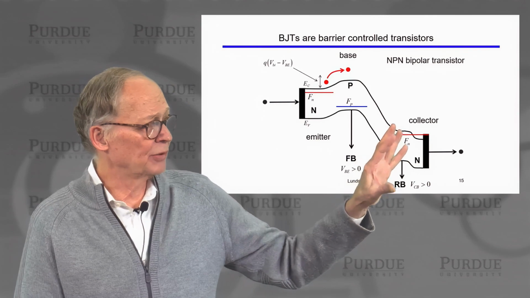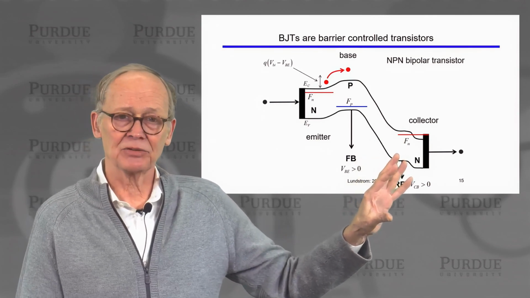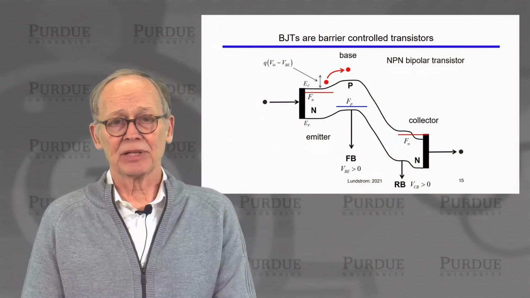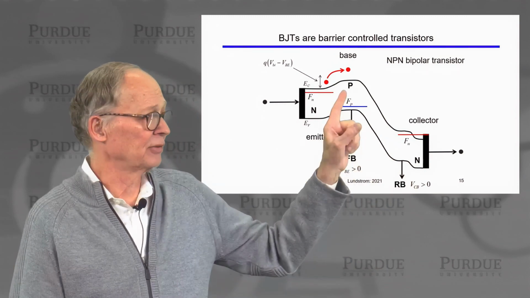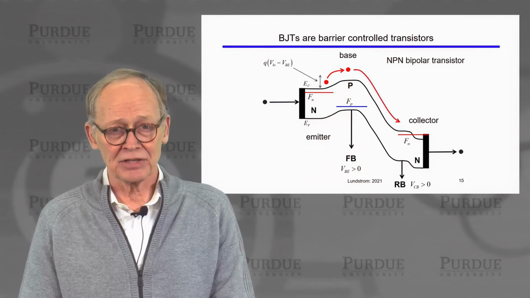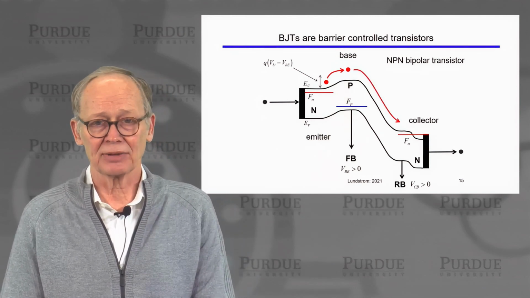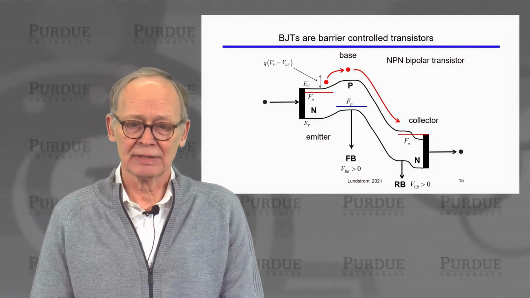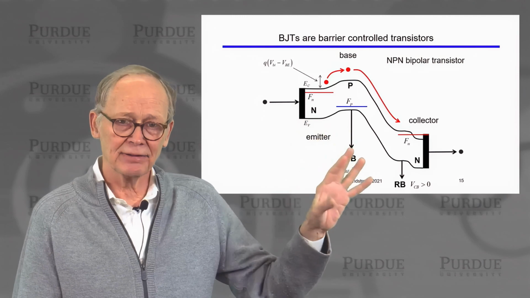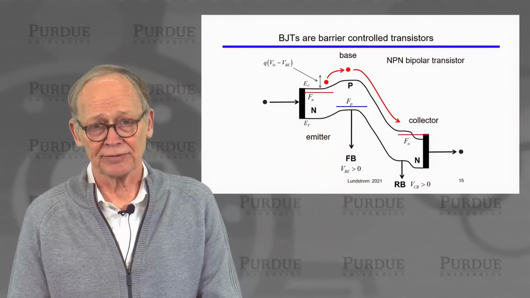And if we reverse bias the collector-base junction, we pull the energy down there, then the collector operates to collect those electrons. They diffuse across the base, and then they go down the energy. They're swept out by the high electric field there, and they exit the terminal. So you can see that this is a barrier-controlled device, very similar to a MOSFET.